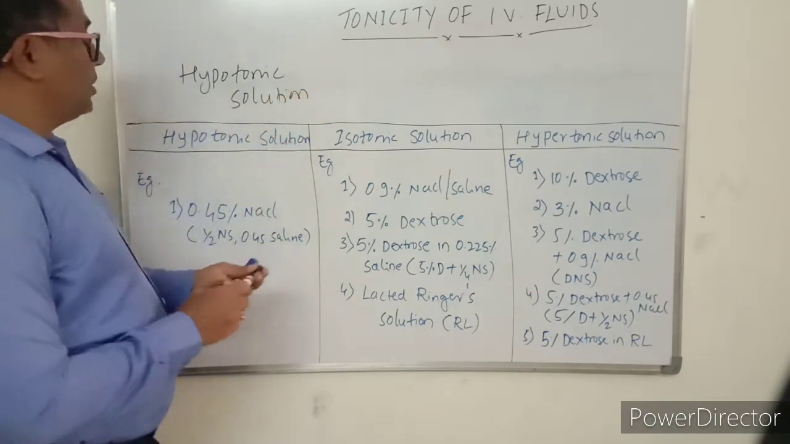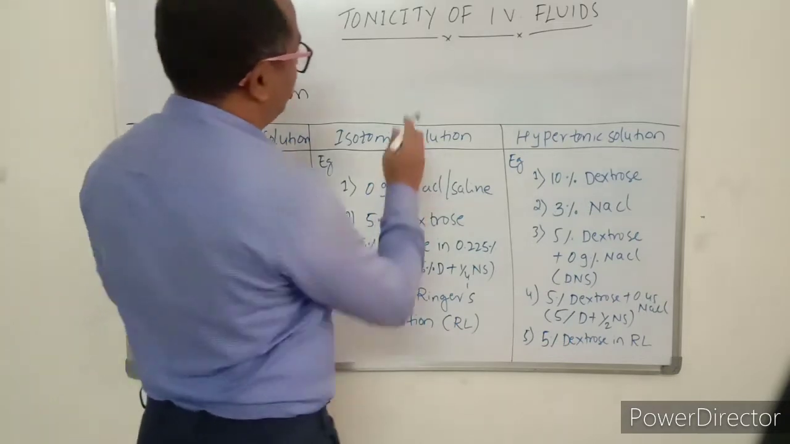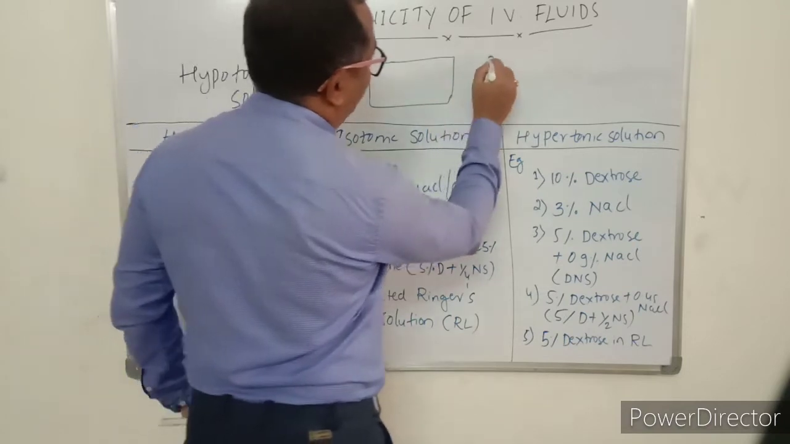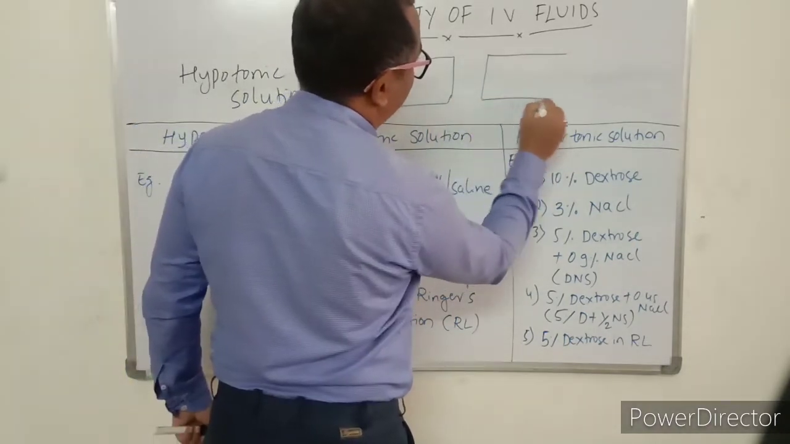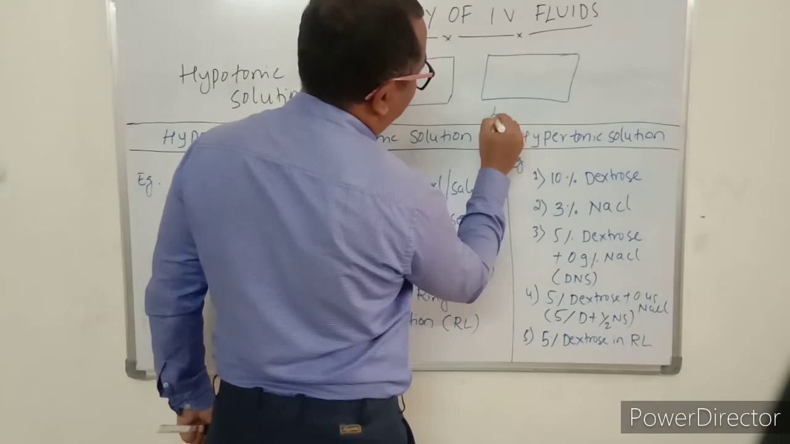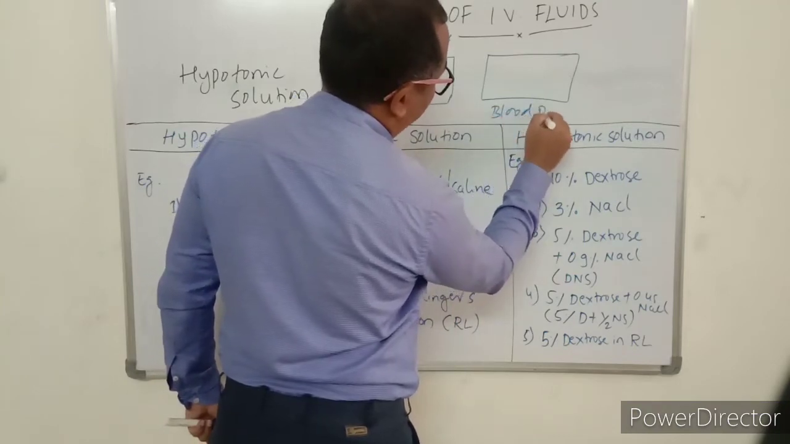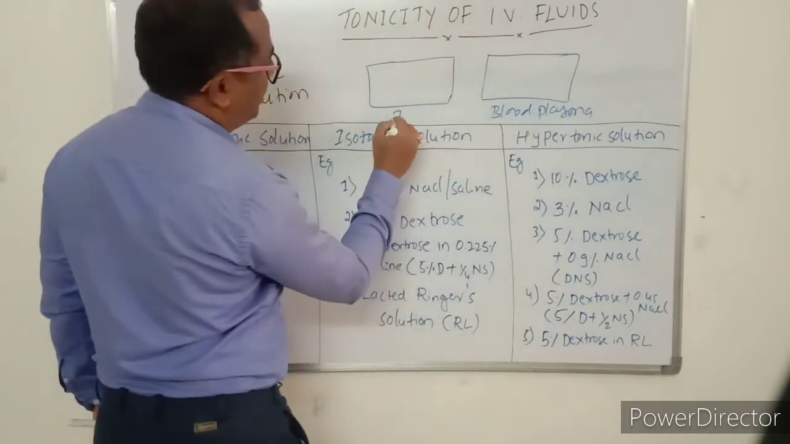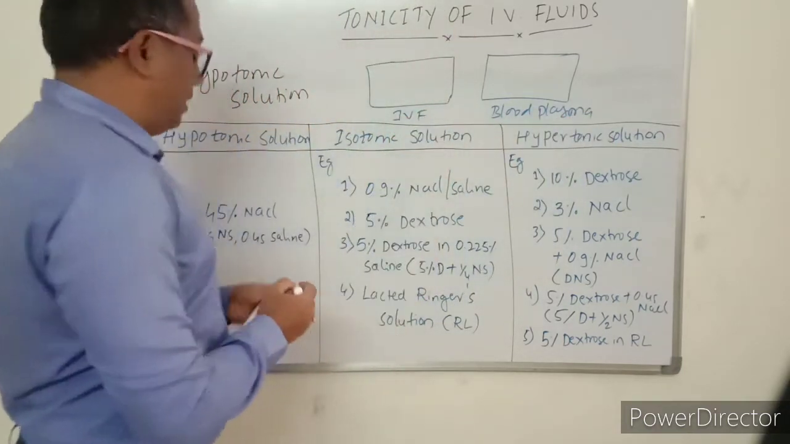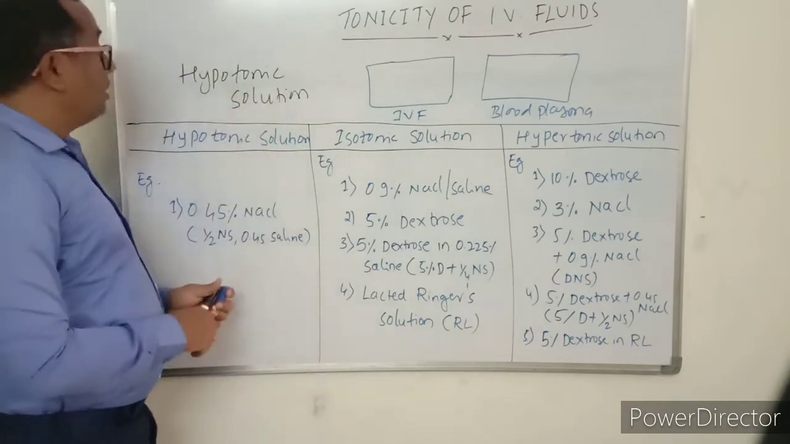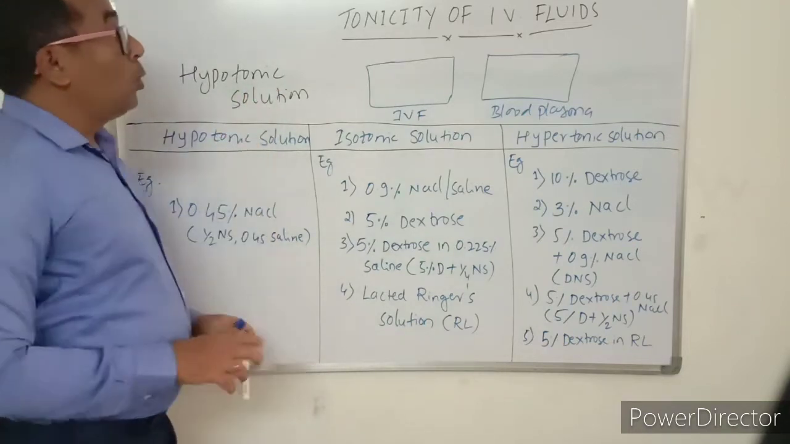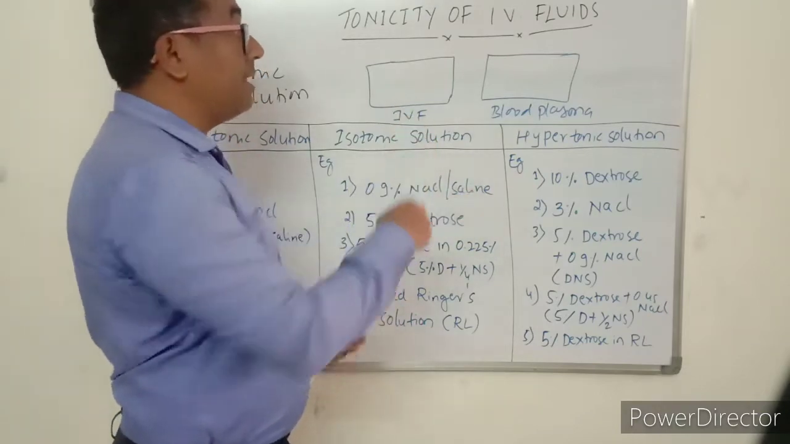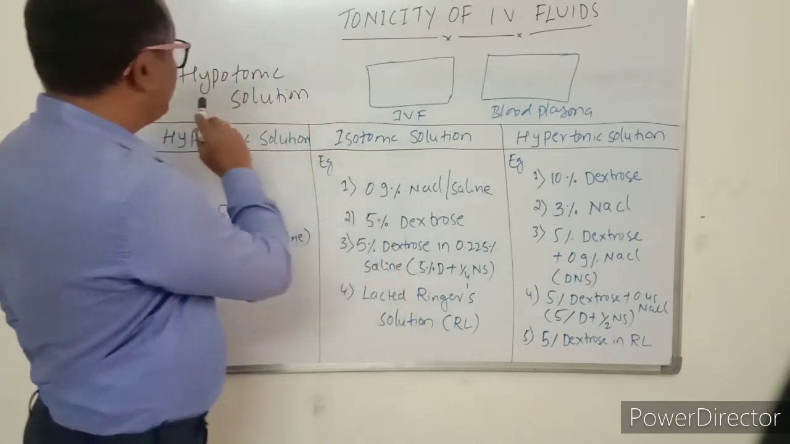So what is this hypotonic solution? See, if you consider this as an IV fluid and this as blood plasma. Hypotonic solution is nothing but when the concentration of solutes in the IV fluid is lesser than that of plasma, then it is known as a hypotonic solution.